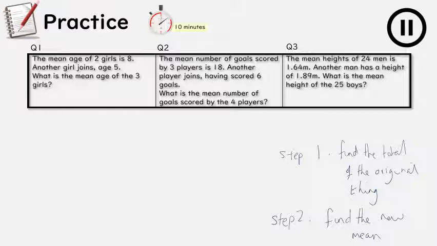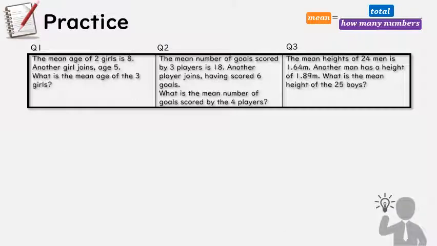So remember, there's 2 steps. The first step, you need to find the total of the original thing. So remember, mean equals total divided by number of people. So the first step you do, you're going to try and find that total of the original. So for the first question, you're going to find the total age of the two girls. And then the second step, you then use that formula to find the new mean. So pause the video now, have a go at those questions. Here are the answers. So 7, 15 and 1.65.